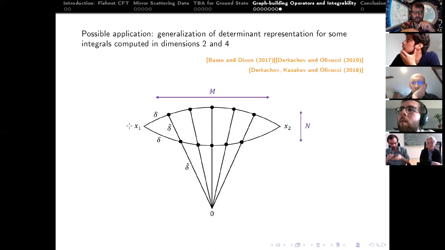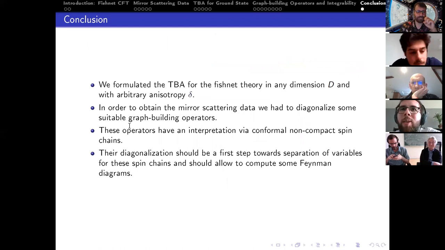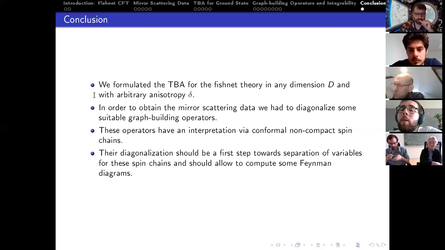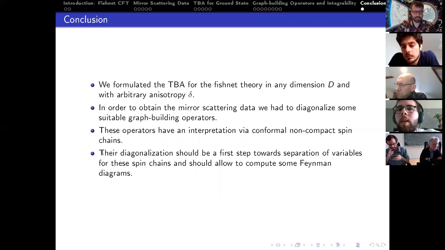All right. So yeah, and then I was done. Sorry, I can conclude very briefly. We formulated the TBA for the Fishnet theory in any dimension D and arbitrary anisotropy. In order to do that, we had to obtain the mirror scattering data, and we had to diagonalize some suitable graph-building operators, Gamma hat n. These operators have some interpretation via non-compact conformal spin chains. And our diagonalization should be a first step towards separated variables and also computation of some class of Feynman diagrams. Okay, I'm finished.